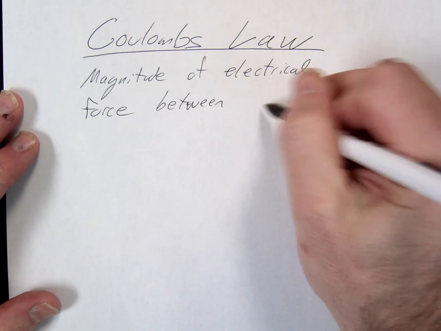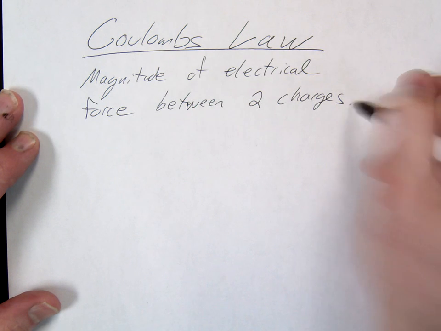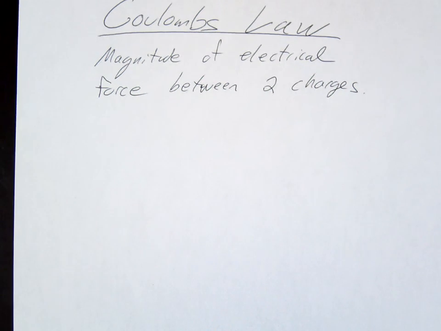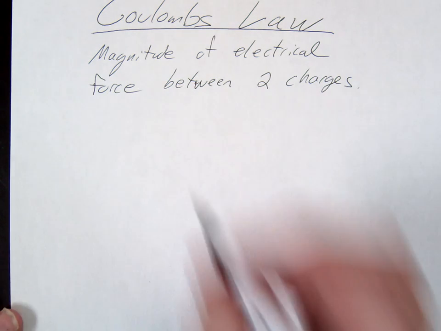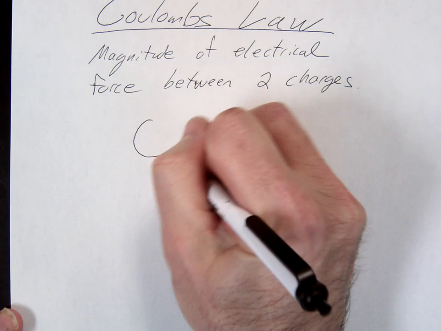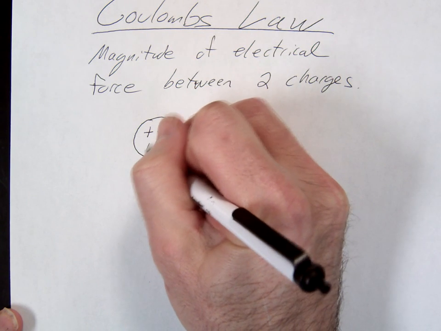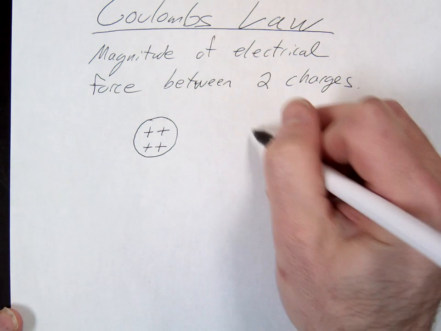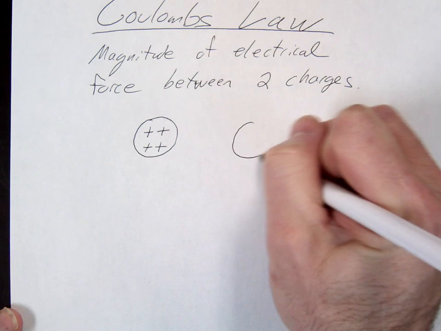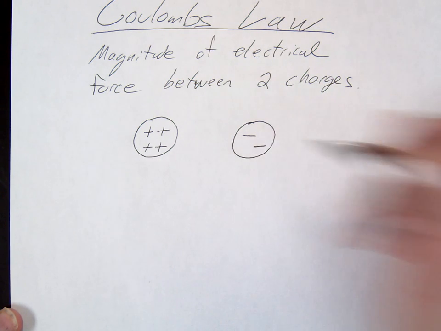Magnitude of electrical force between two charges. And we could probably derive this, at least at the conceptual level. So let's say, for example, I have a sphere of charge that has 1, 2, 3, 4 extra protons. Let's say I have another sphere that has 1, 2 extra electrons.